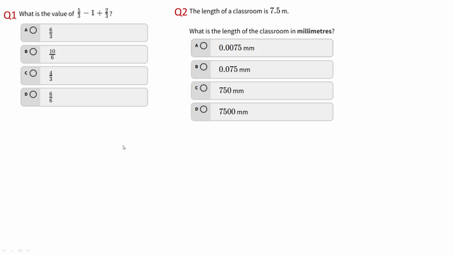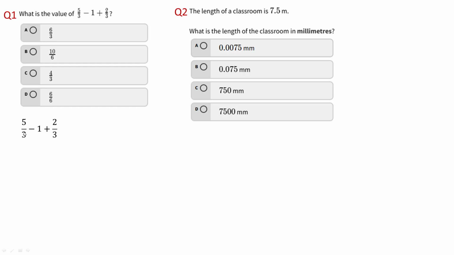So here's the first question, 5/3 minus 1 plus 2/3. I'll put the question up there first. In order to add and subtract fractions, you need a common denominator. Now these have the same denominator, but the minus 1 doesn't have a denominator of 3. So what we do is think of that as 1 over 1, and I can get a denominator of 3 by multiplying top and bottom by 3. So I am going to do that.